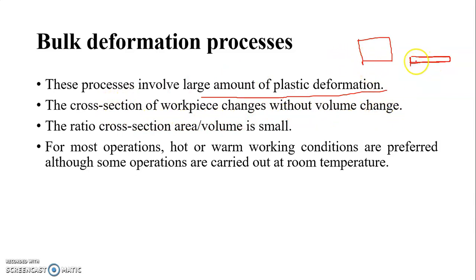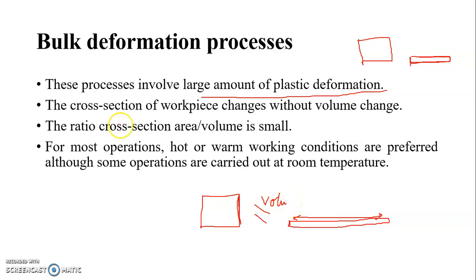Here, if the bulk material is this, we have to make the sheet. For making the sheet, the cross-sectional area of the bulk material will change, and length will increase, so that the volume of the material stays the same. Volume should be the same before and after the bulk forming process. The ratio of cross-sectional area to volume is small in the bulk forming process.